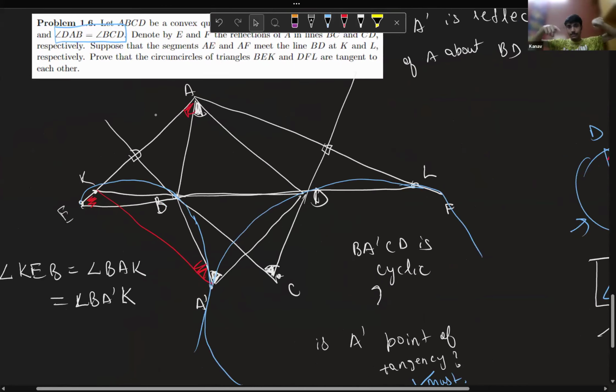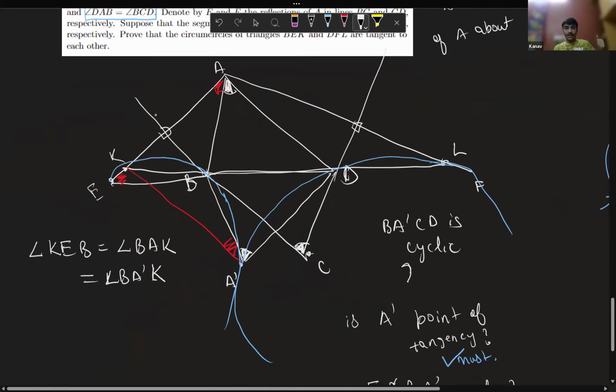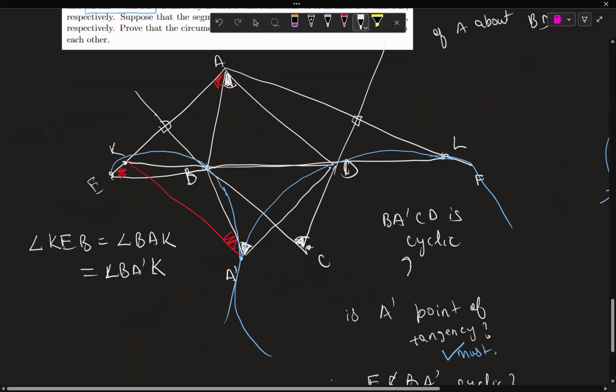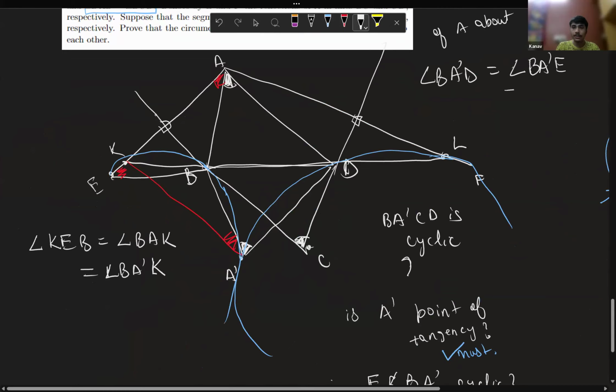So going back to our problem, we need to somehow relate that fact and prove it here. What angle should we consider? Yeah, the best angle is literally BAD. BAD is equal to BA prime E plus angle... no, wait, I messed up. BA prime D is equal to angle DEA prime plus angle DFA prime.